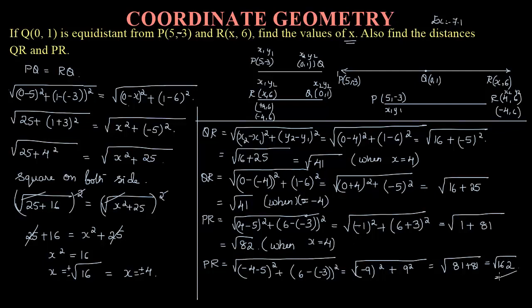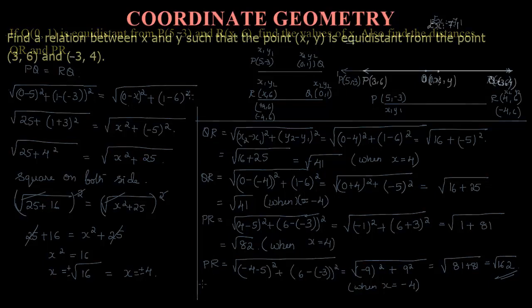Right, so this is the answer you have got when x is equals to minus 4. The value of x you have got plus 4 and minus 4. Because of that, you are finding both the values, once with plus, once with minus. Right? In the same way, you have found the values for PR also, once with plus and once with minus.